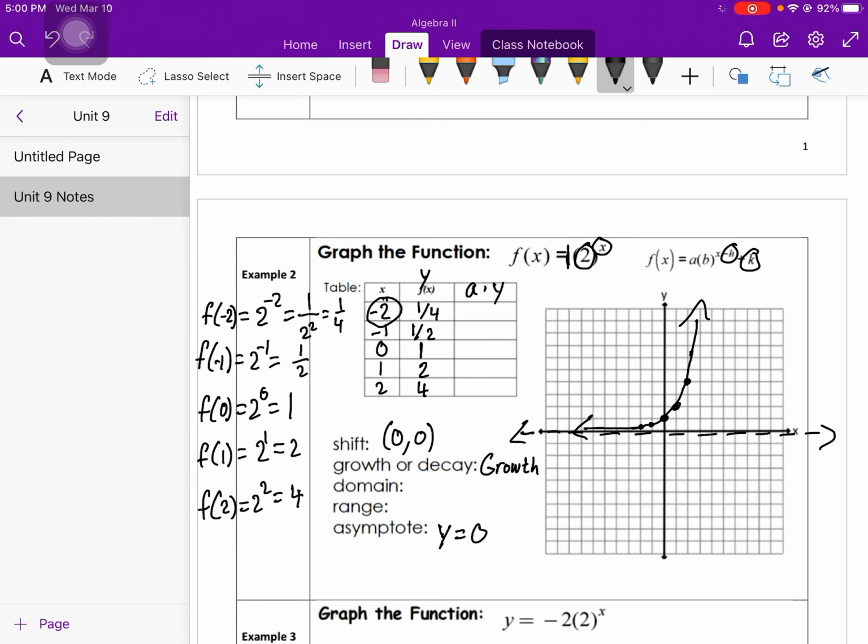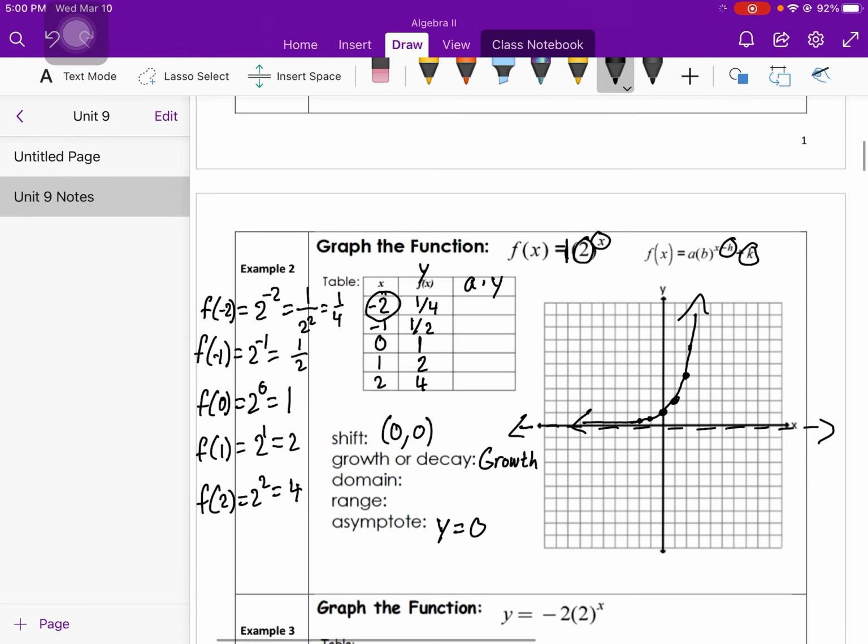Now the domain and the range. The domain, there's no restrictions here. We can plug in anything for x. So that's going to be all real numbers. So I'm going to do x as an element of the real numbers.